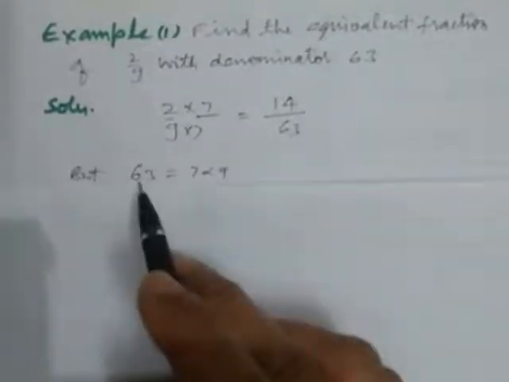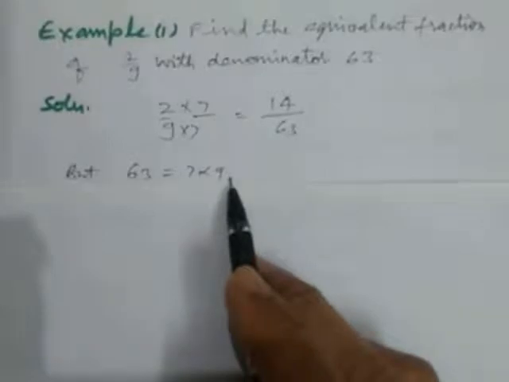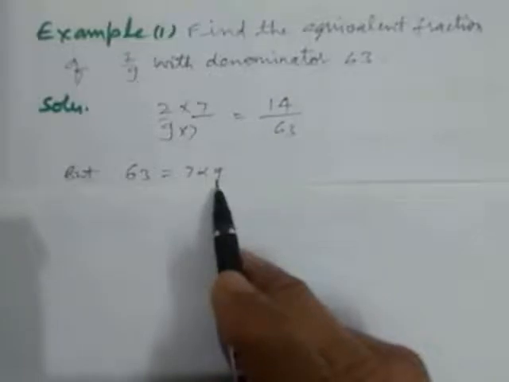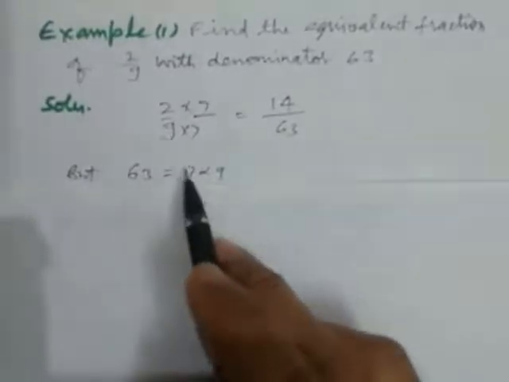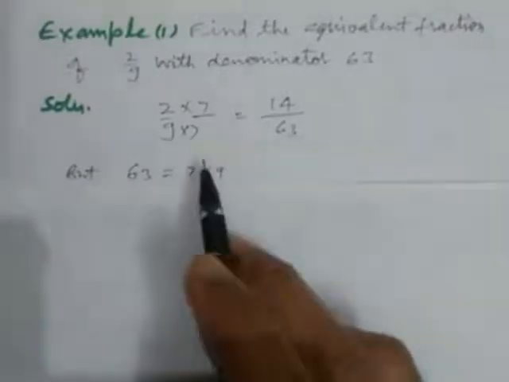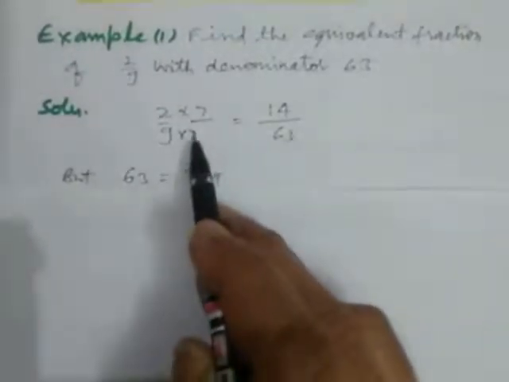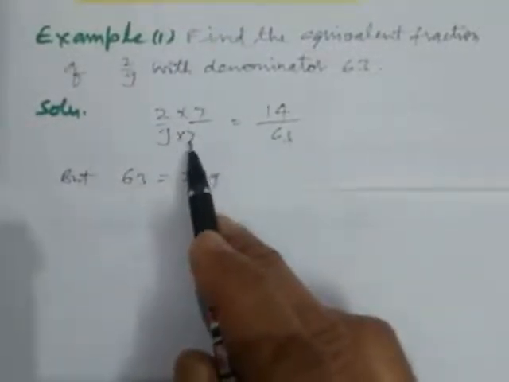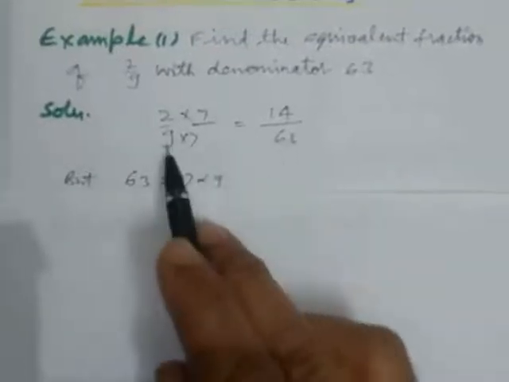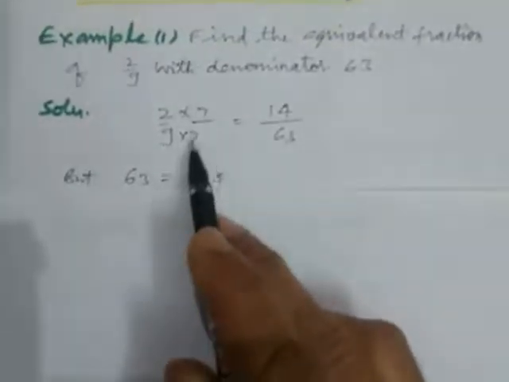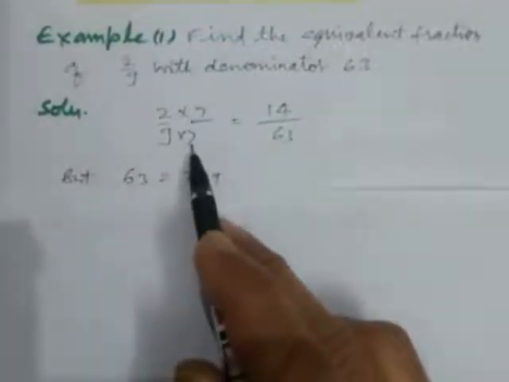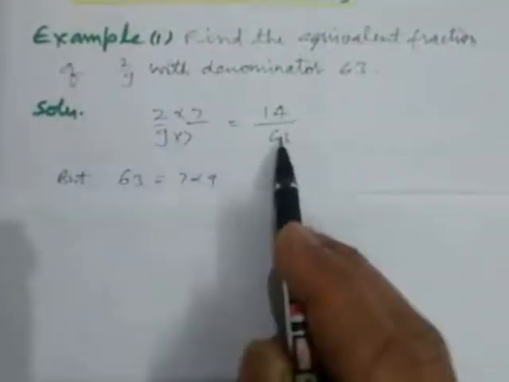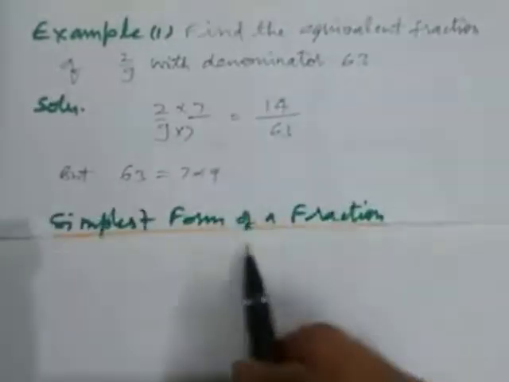Here 63 can be written as 7 into 9, and 9 is here. So it is clear that by multiplying 9 by 7 we get 63. So we multiply numerator and denominator both by this term 7, because we get 63 by multiplying 9 by 7. So we just multiply numerator and denominator both with the same term. So we multiply by 7. We get 2 into 7 is 14, 9 into 7 is 63. So 14 by 63 is the equivalent fraction.